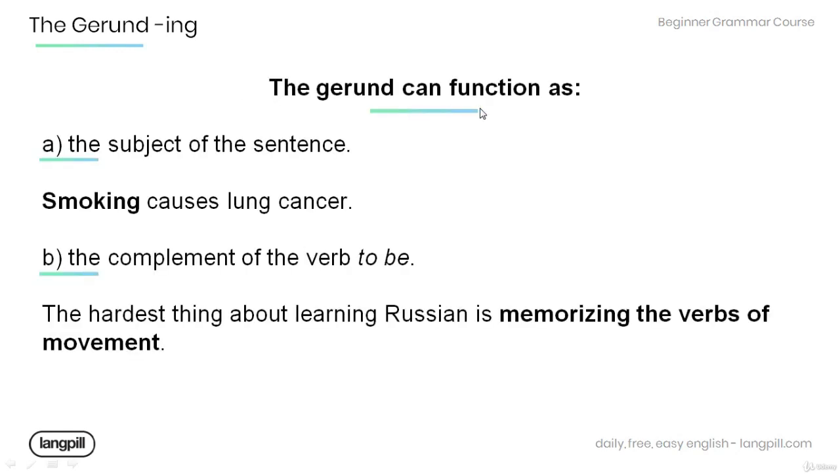Note that the gerund can function as A, the subject of the sentence. For example, smoking causes lung cancer. The gerund smoking is the subject of the sentence. B, the complement of the verb to be. For example, the hardest thing about learning Russian is memorizing the verbs of movements. Note that the gerund memorizing is the complement of the verb to be, is.